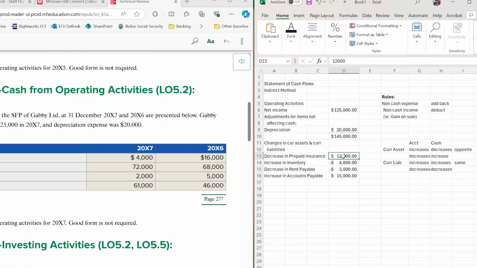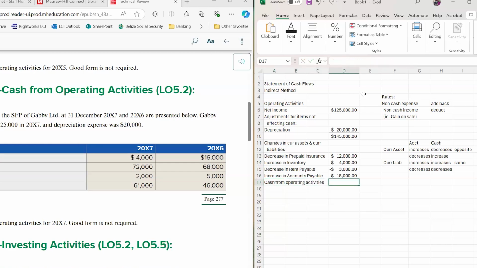So hopefully this example shows you how to do cash from operating activities. Basically, we've taken our net income as a start, added non-cash or deducted non-cash as appropriate, and then every single current asset and current liability gets adjusted through here. And at the end of the day, that will give us our cash from operating activities.